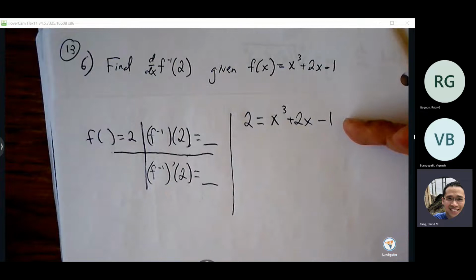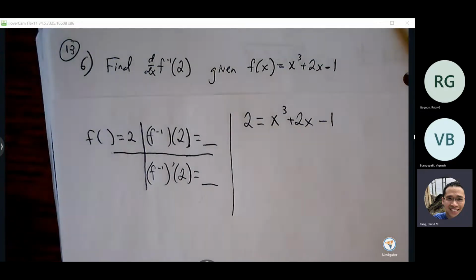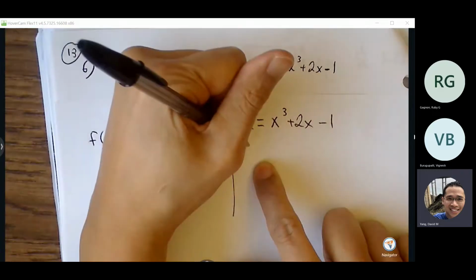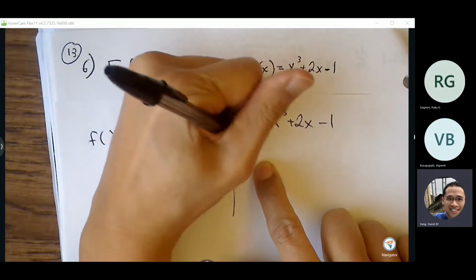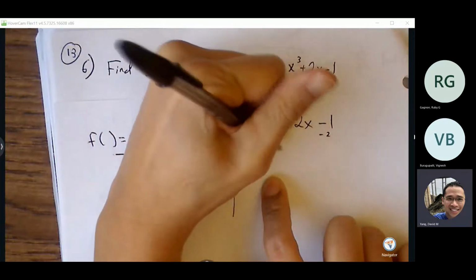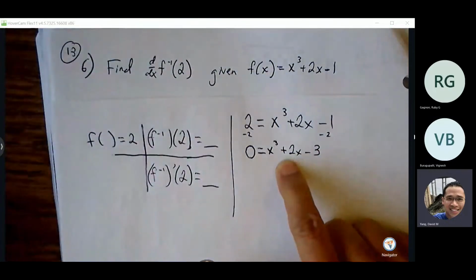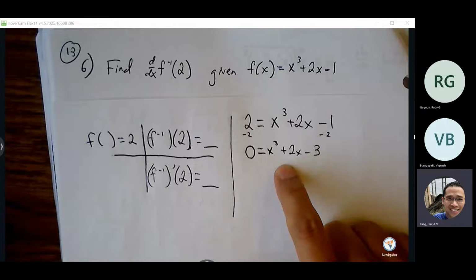Okay, good so far. Now, a lot of times these are not going to be solvable by hand. So we're going to just try to do guess and check. I'll bring everything over to one side. I'll subtract 2. x cubed plus 2x minus 3. Okay. We don't have a calculator. It's not factorable. We're going to go through guess and check.